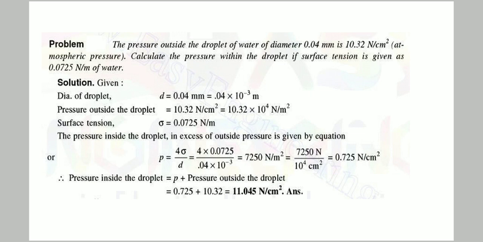So it's a droplet of water, so the pressure force is given as P is equal to 4 sigma by D. So substituting the values, we get 7,250 Newton per meter square. In terms of centimeter square, if we convert, we get 0.725. Now pressure inside the droplet is this pressure intensity plus pressure outside the droplet. Now, the sum of those two gets 11.045.